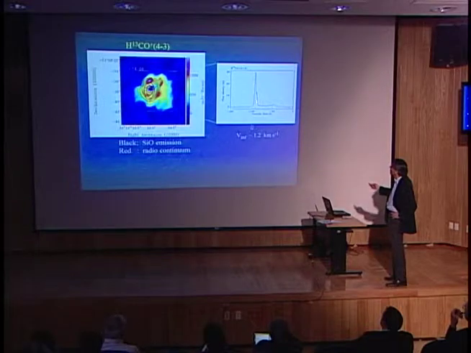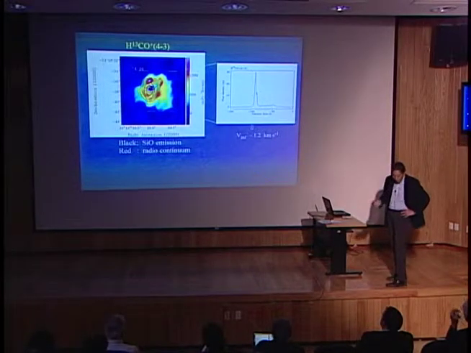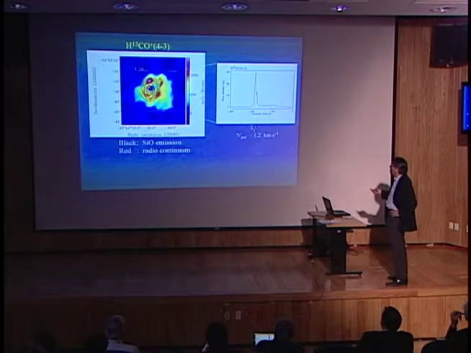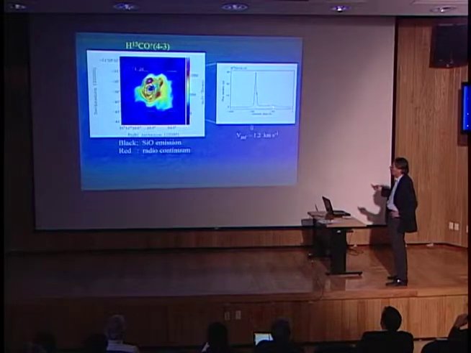Here I show you the integrated spectrum of the A13CO+ emission. Again, it shows this line profile that is characteristic of a collapsing gas. And from that spectrum, we infer an inflow velocity of 1.2 kilometers per second. This is the emission from the outflow, okay?